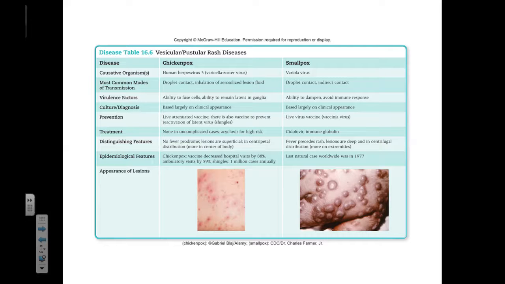So if you see a patient with many small papules forming over their body, you're probably going to be dealing with someone who has chickenpox. And if you see them with much larger pustules forming over their body, you are probably going to be dealing with smallpox.